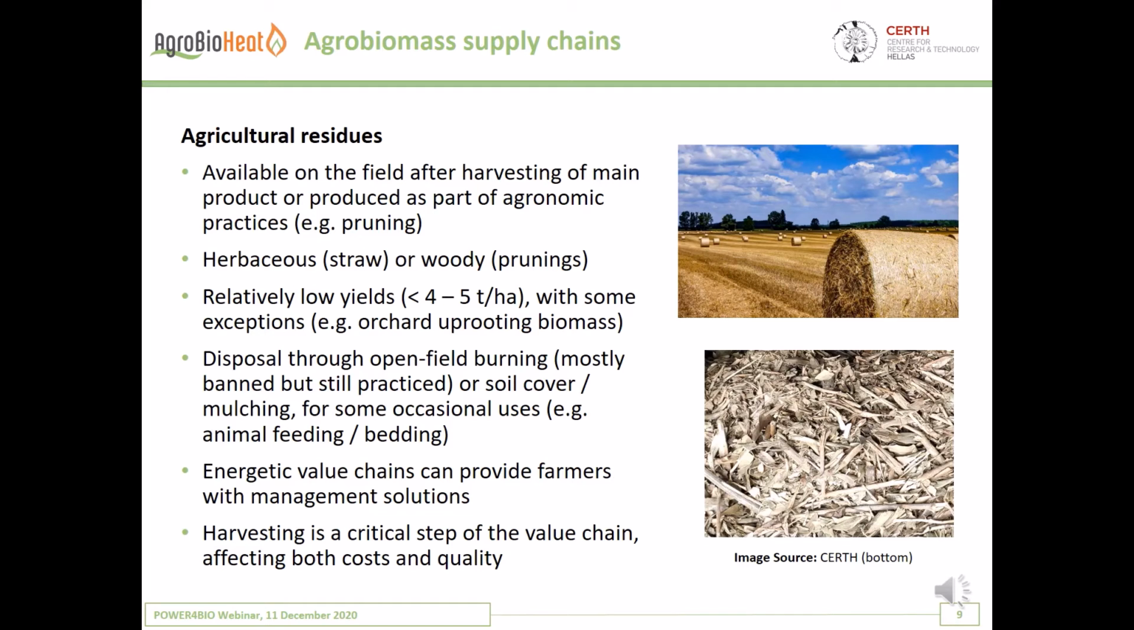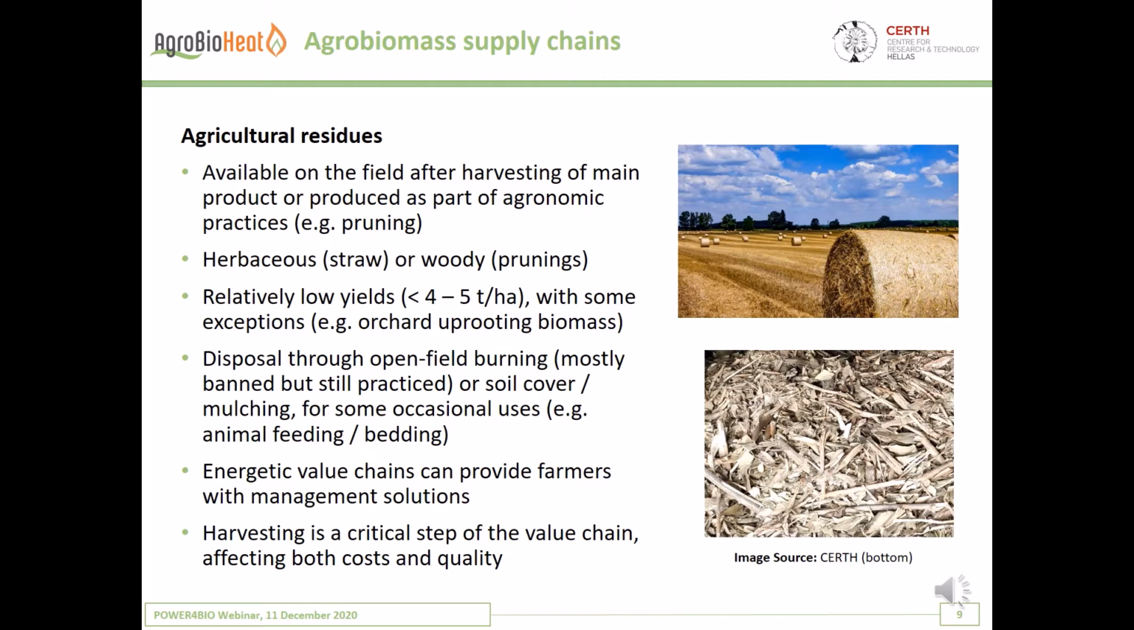The thing with agricultural residues is that for farmers, they are not the main reason why they are cultivating crops, so they have to be managed somehow. One common practice, unfortunately still practiced widely, even though it's mostly banned in Europe, is disposal through open field burning. Alternatively, these materials can be used as soil cover or for mulching, or in some cases there are markets, mostly local ones. Straw, for example, is used extensively for animal feeding or bedding.